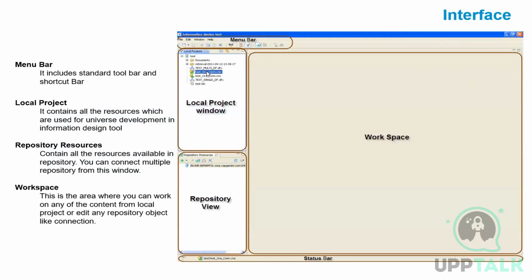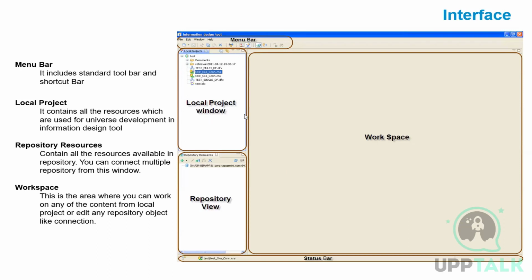Here, before going to the tool itself, I have some screenshots so that you can see what the menu bar is, what the workspace is, and so on. If you see here, this is the menu bar. Here we have a file option, edit, window, help, and some other options like checking integrity and the security editor. This is called a menu bar.